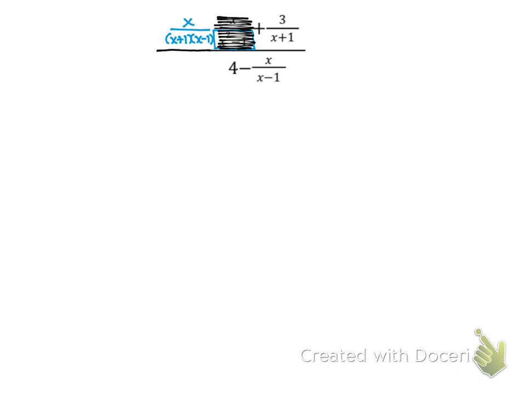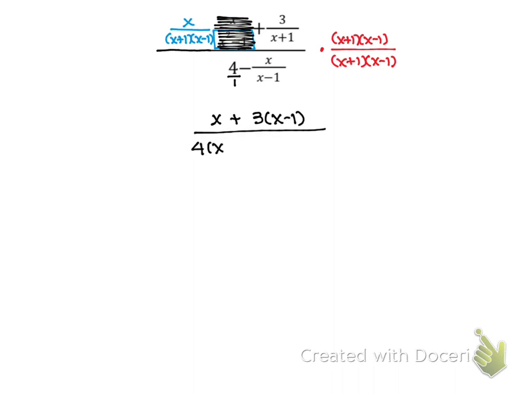So let's see if I go through and I figure out what my denominator is going to be. This is going to be a 1. It looks like I'm going to do x plus 1, x minus 1, top and bottom. Then I'm going to distribute that and start knocking stuff out. Okay, if I distribute it to the first one, I'm going to get an x. If I distribute it to the second one, I'm going to get 3 times x minus 1. On the bottom, I'm going to get a 4 times x plus 1, x minus 1. And then minus x times, and then the x minus 1's cancel.